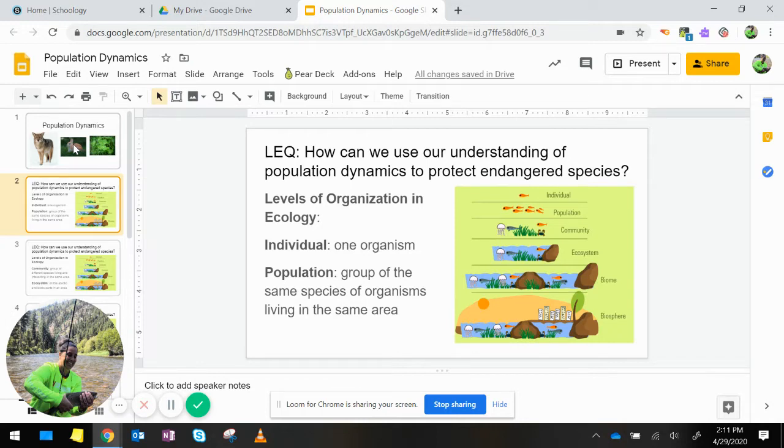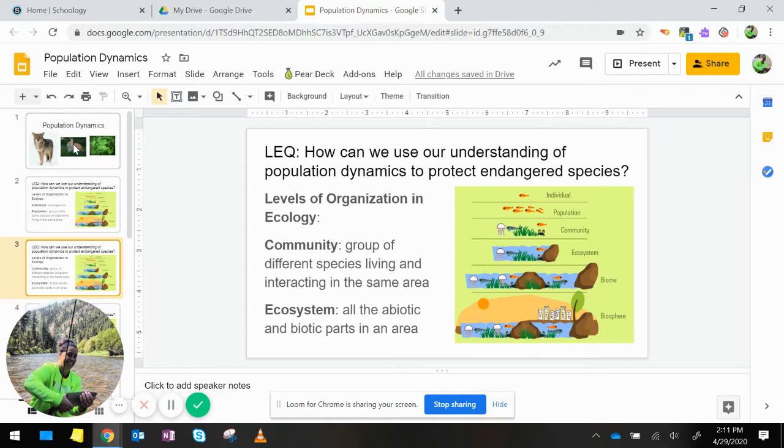So one of the first things I want to do is just review levels of organization in ecology, because this is really important. You should have learned this probably in 6th grade, but just so you understand, from the smallest to the largest ecological grouping, this is how they go. So an individual, just one single organism. Population, a group of the same species of organisms living in the same area. The next one is a community, which is a group of different species living and interacting in the same area. Then you have the ecosystem, which is all the abiotic and biotic parts in an area.